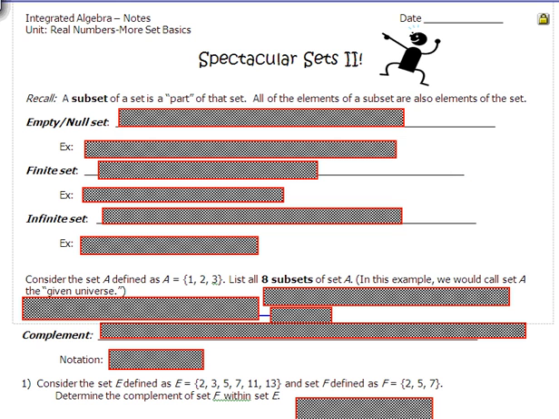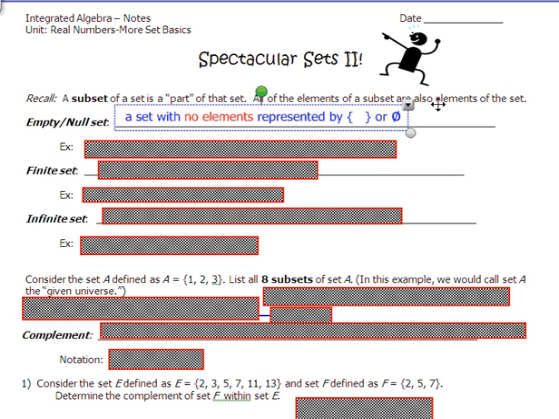The empty or null set is a set with no elements, represented by the brackets, or it kind of looks like a zero with a slash in it, and brackets with nothing on the inside. If you get into higher level set theory, there's a very fine distinguishing feature there, but we consider the empty set and the null set to be synonymous. So you can use either to represent a set that has no elements.